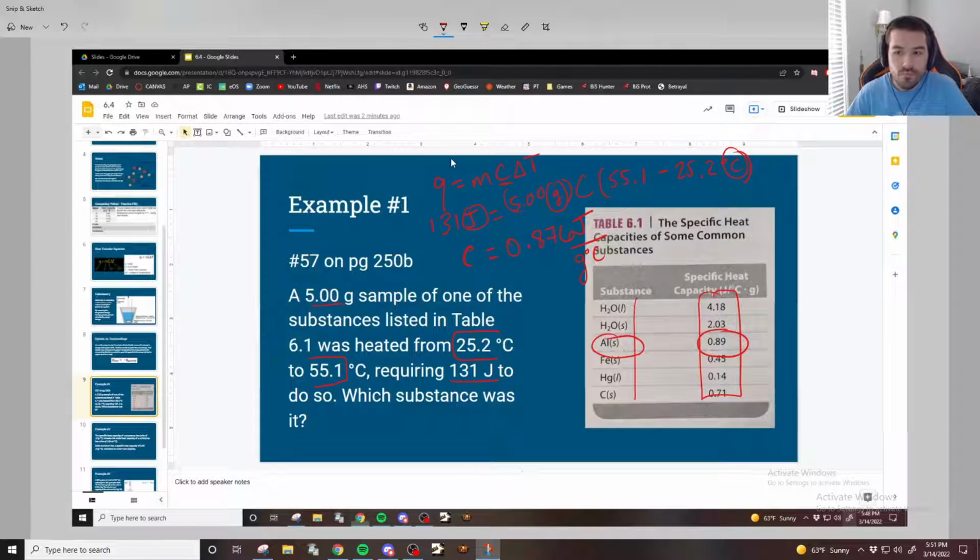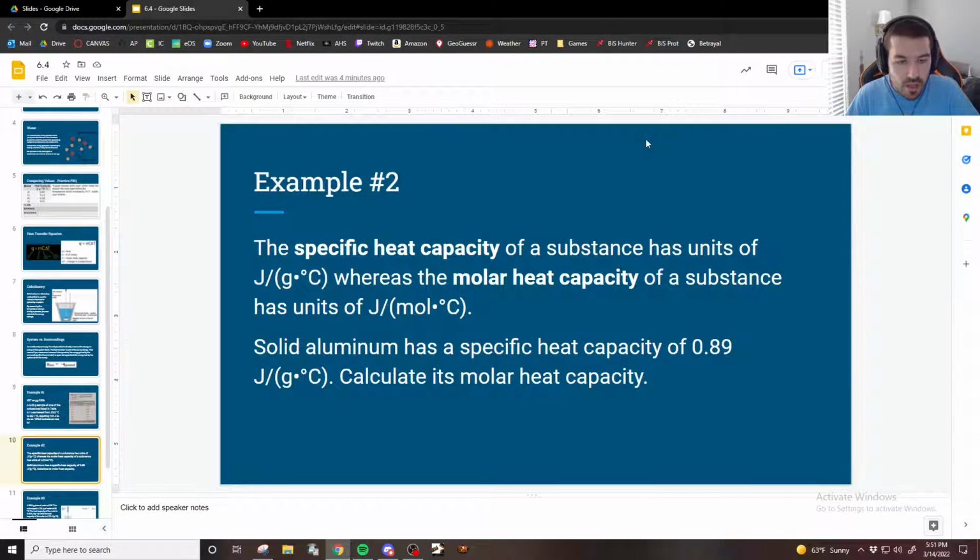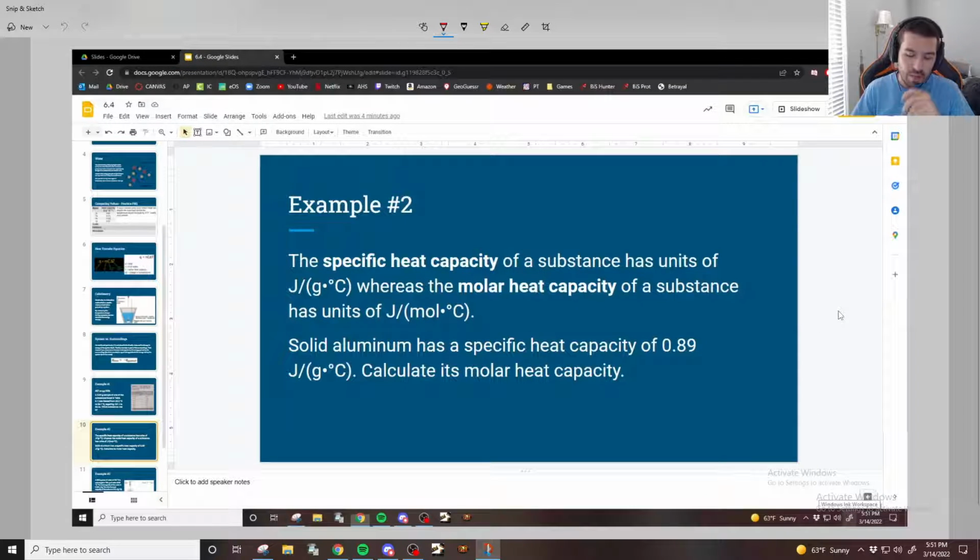Okay. All right. Let's look at the next example. The specific heat capacity of a substance has units of joules per gram degree Celsius. So a little bit of vocab for you guys. There is a specific heat capacity and a molar heat capacity. These are both heat capacities, so it's the same concept. It's just whether or not we're talking about grams or moles. So are we talking about heating up 1 gram of the substance, or 1 mole of the substance? If you're talking about grams, use the specific heat capacity. If you're talking about moles, use the molar heat capacity.